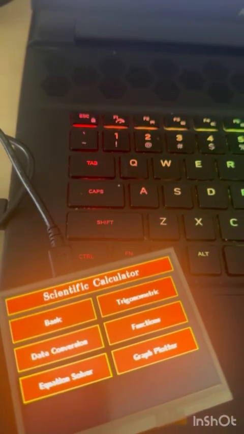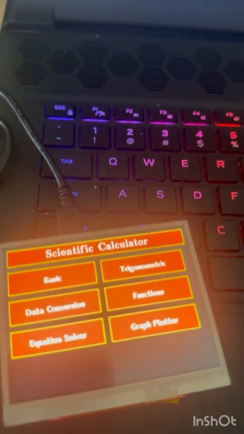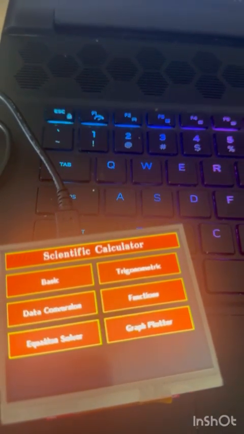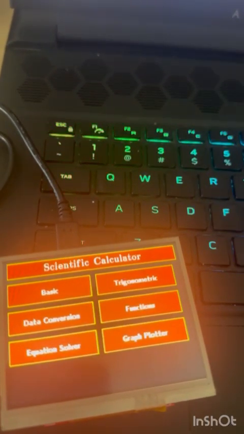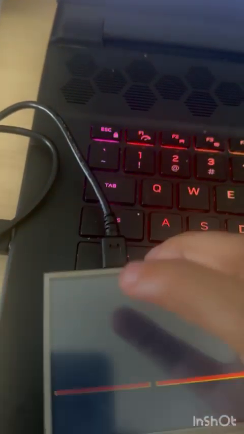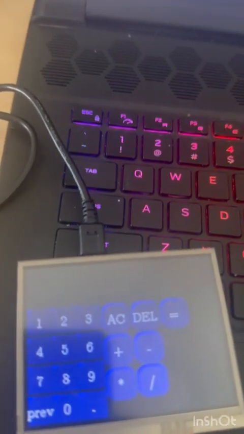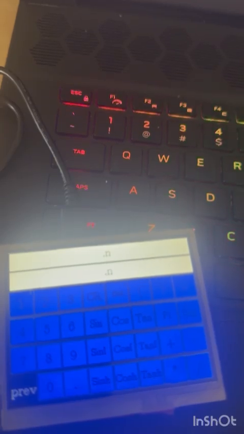The next part of our project is a scientific calculator using a TFT LCD touchscreen. Here you can see we have implemented 6 functions: basic, trigonometric, data conversion functions, equation solver, graph plotter. In basic we have implemented plus, minus, multiplication, division. In trigonometric we have defined sine, cos, tan, then sine inverse, cos inverse, tan inverse, then hyperbolic sine, cos, tan.